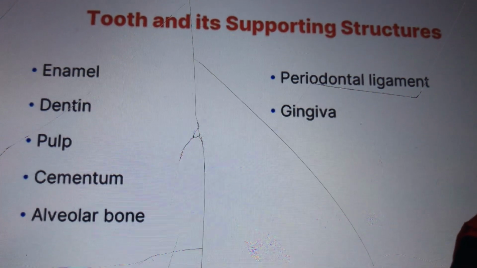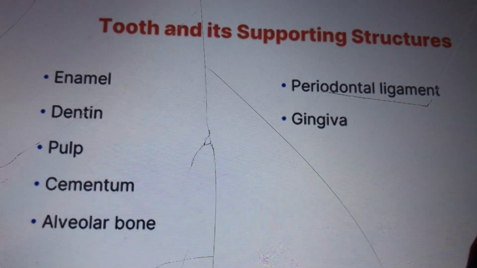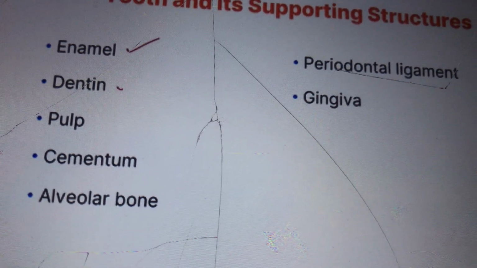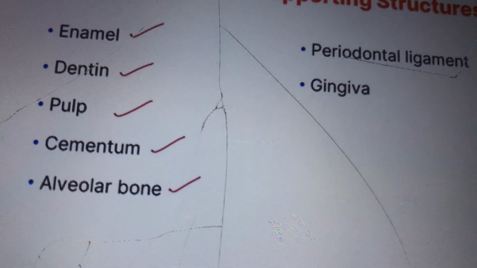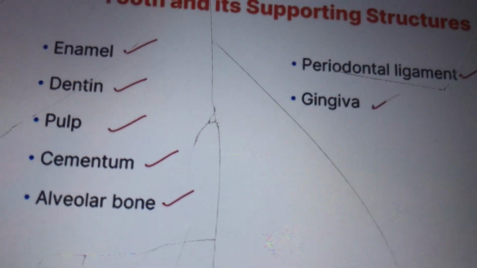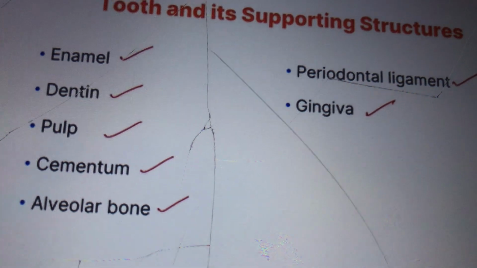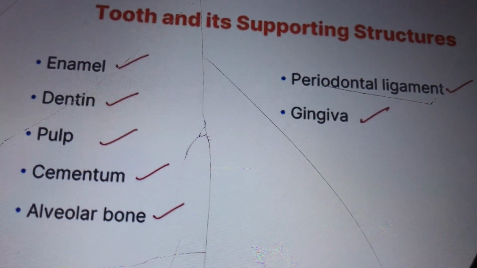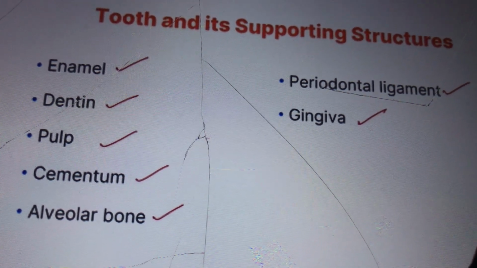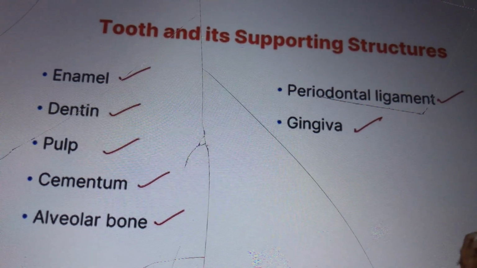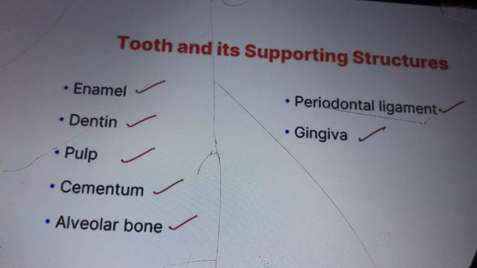Let's move on to the tooth and its supporting structures. You can divide the tooth by its composition. You could have enamel, dentine, pulp, cementum, alveolar bone, periodontal ligament, and gingiva. Now enamel, dentine, and pulp we will discuss in one component. Cementum, alveolar bone, periodontal ligament, and gingiva will be discussed in the further section because they constitute your periodontium or the supporting structures of the tooth.